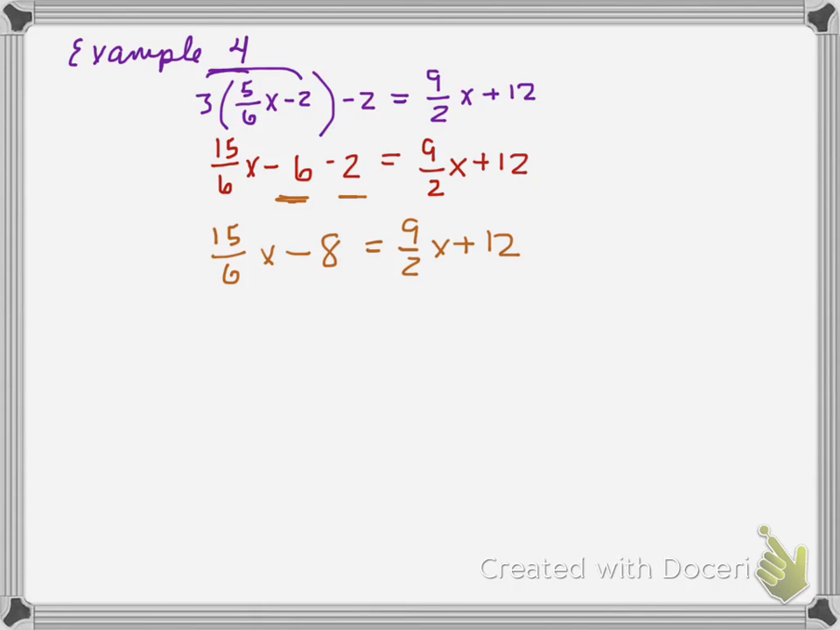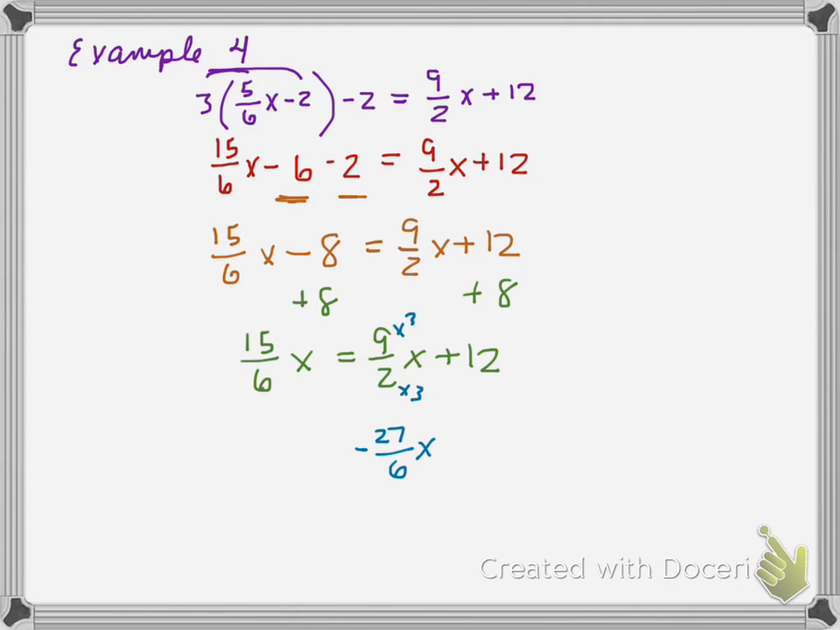And then I want to start getting constants to one side and variables to the other side. So I'm going to add 8 to both sides to get my constants off the left-hand side. And then I want to get my variable terms off the right-hand side. So I'm going to subtract 9 halves from both sides. Now, I want to take care of that with the 15 sixths, so I'm just going to think about that in terms of 6 with an equivalent fraction there. So that's actually 27 sixths x that I want to subtract off each side.